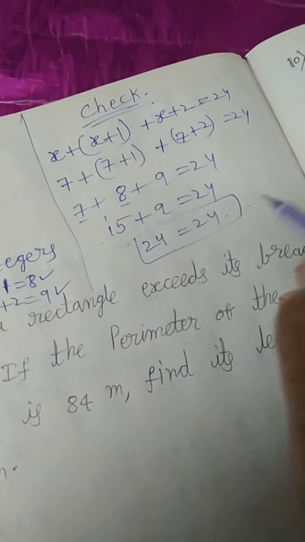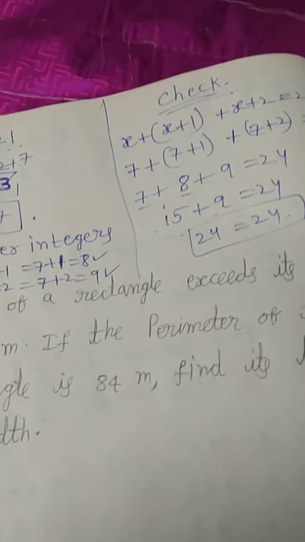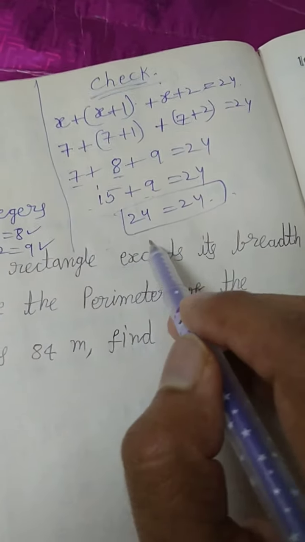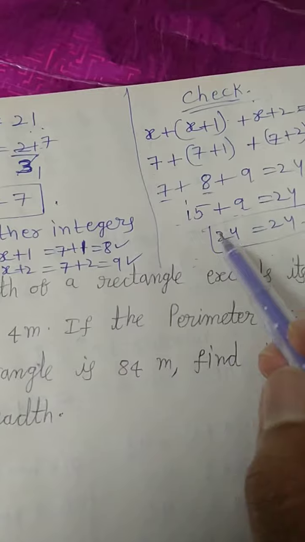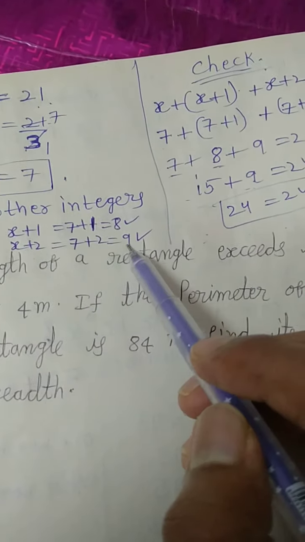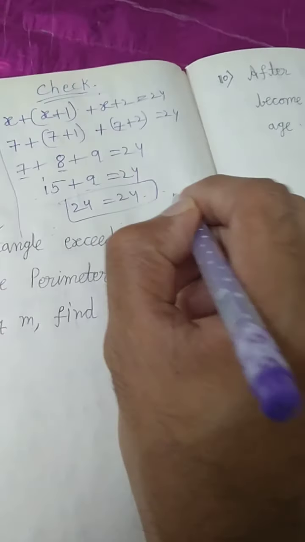So therefore what should you write? After writing this, therefore LHS is equals to RHS. Therefore 7, 8 and 9 are the 3 consecutive integers. Like that you should write, and you should end the problem.